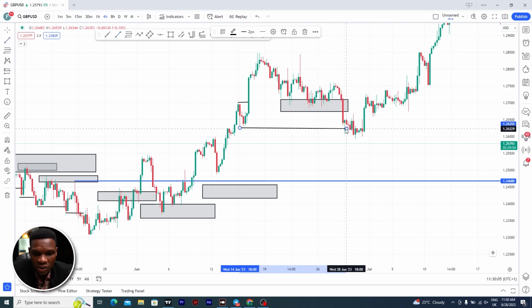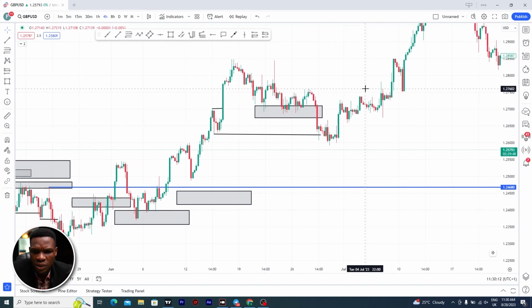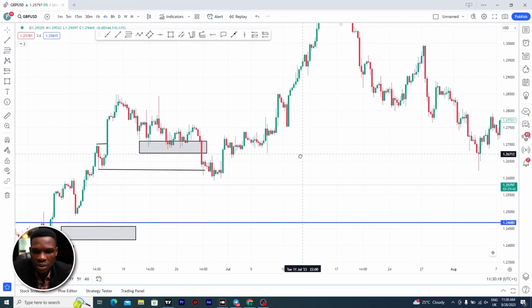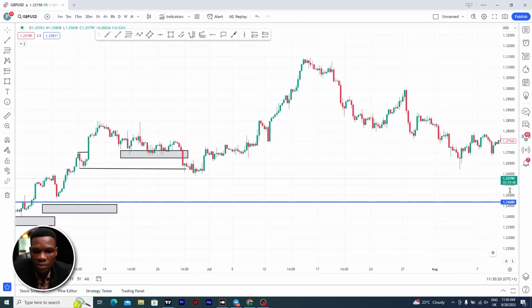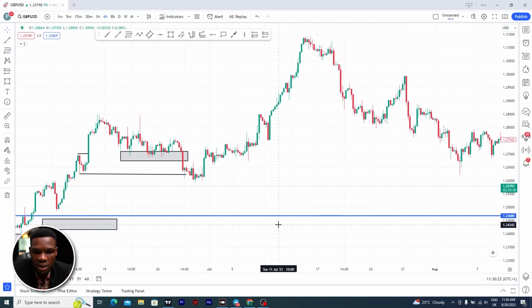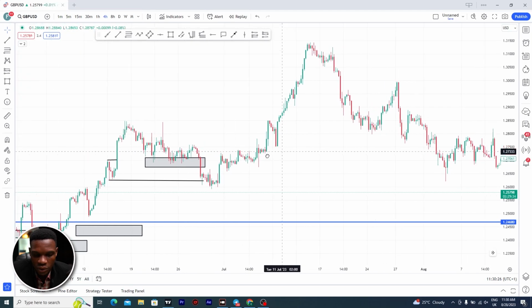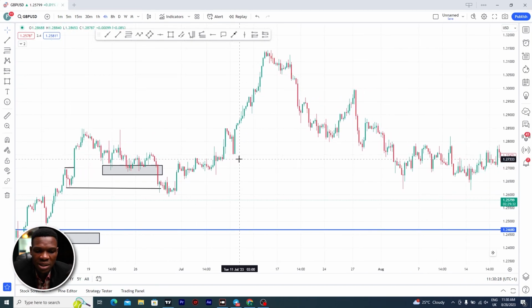See? So I saw this as an obvious change of character, right? So when price came down to the, I think, premium level, somewhere around here, then the price moved and took me out. No strategy is actually perfect, guys. So that's just that about the Fibonacci retracement strategy, guys.